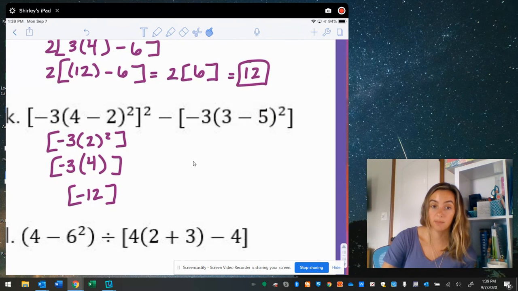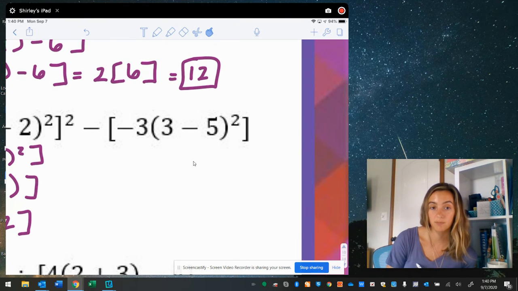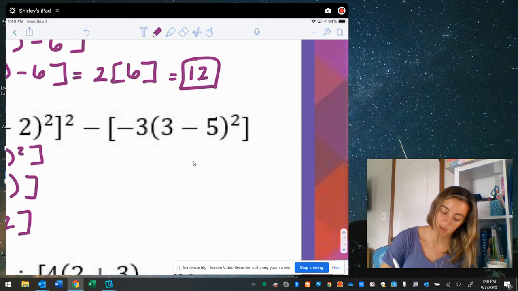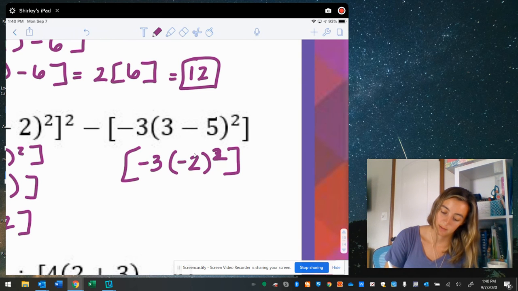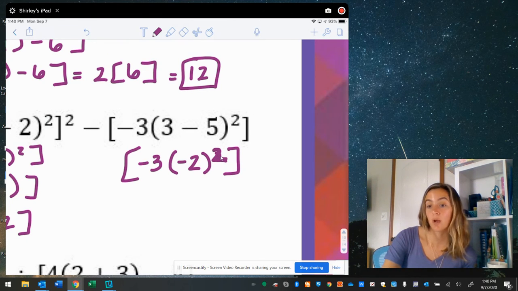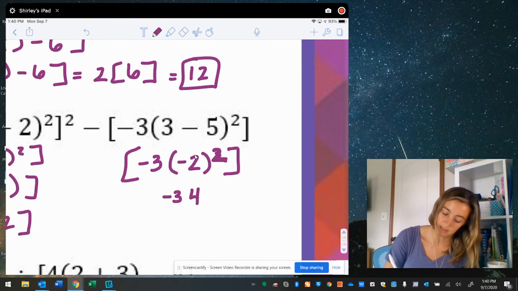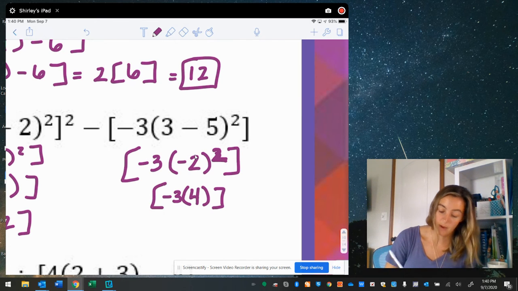Now I'm going to go ahead and simplify my second set of grouping symbols so I can see over here that all of this is grouped together. So inside, I see 3 minus 5. That's going to give me negative 2. Bring everything else down. Start my orders of operation over again. I have negative 2. I don't know why I wrote that as 3. So I have negative 2 squared, which is negative 2 times negative 2. That's going to be 4. Bring everything else down. So now I have negative 3 times 4 again. That gives me negative 12.